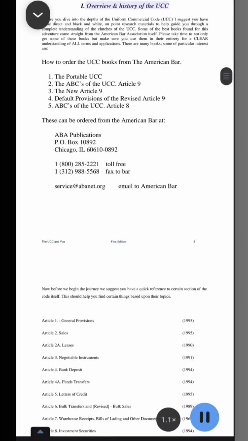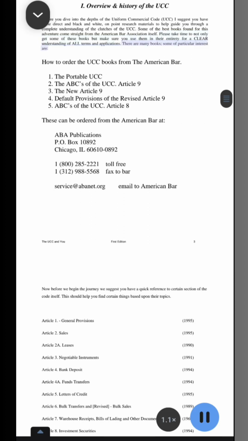The UCC and You, First Edition, 3. I. Overview and History of the UCC. Before you dive into the depths of the Uniform Commercial Code, UCC, I suggest you have some direct, black and white, on-point research materials to help guide you through a complete understanding of the clutches of the UCC. Some of the best books found for this adventure come straight from the American Bar Association itself. Please take time to not only get some of these books but make sure you use them in their entirety for a clear understanding of all terms and applications.